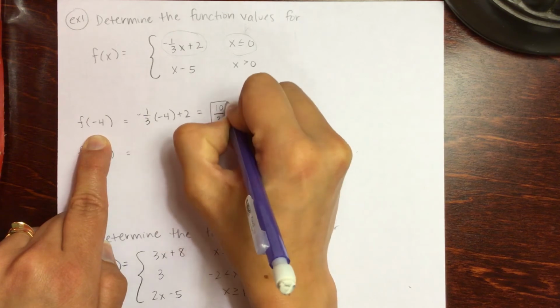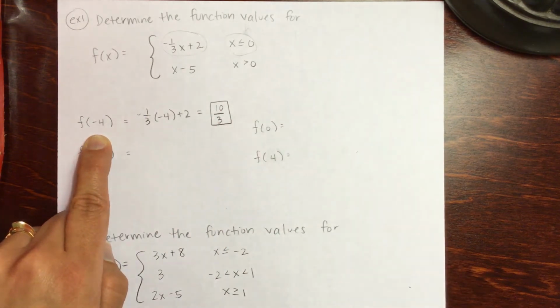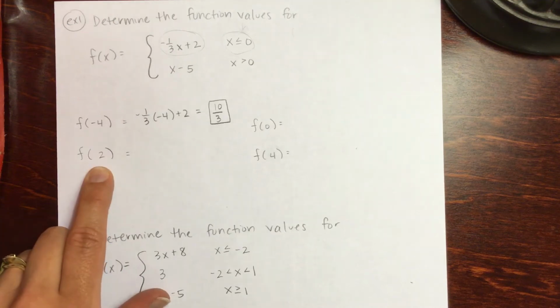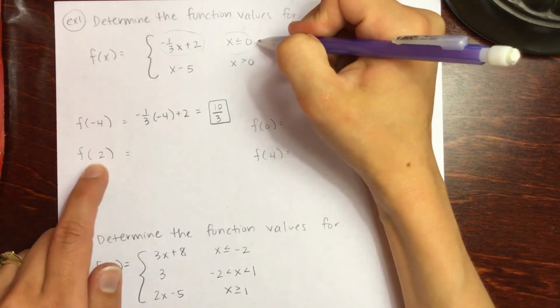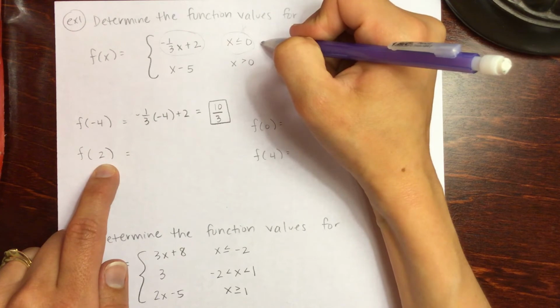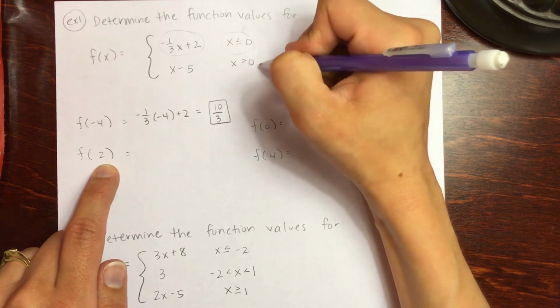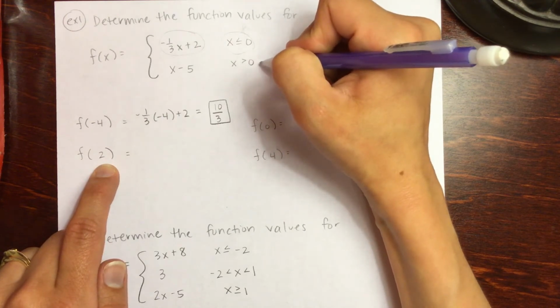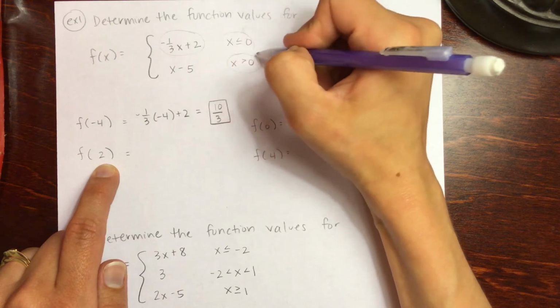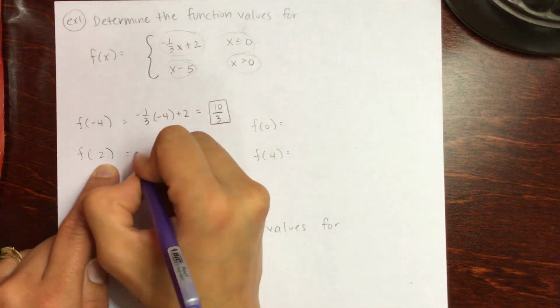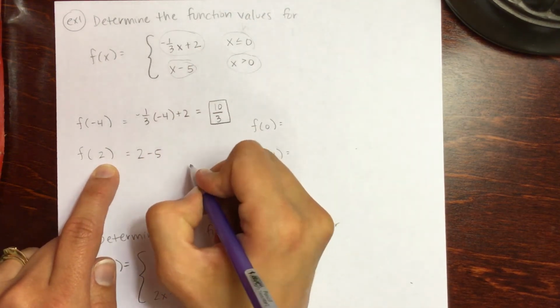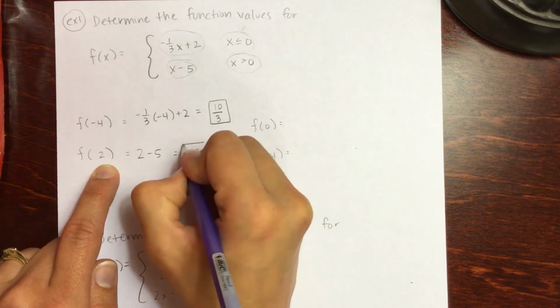I usually leave them in fraction form, although technically you can also give me the decimal. Let's do some more examples. F of 2. Is 2 less than or equal to 0? No. Is 2 greater than 0? Yes. That means 2 falls into this category, so we are only going to sub it into the second equation.